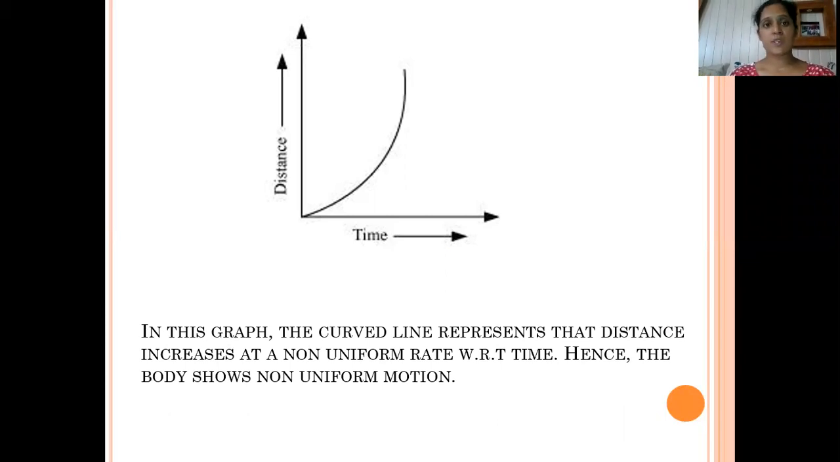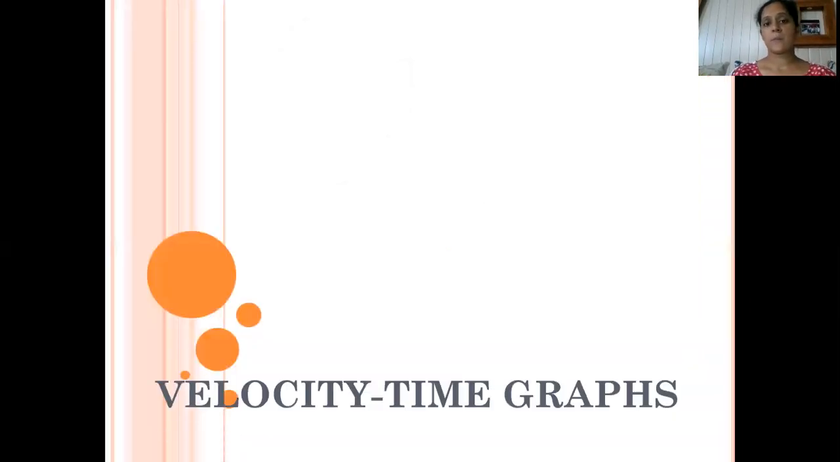So once again, I would just like to recapitulate these 3 distance time graphs. A distance time graph parallel to the time axis represents a body at rest. A distance time graph showing a straight line represents the body is moving with a uniform motion. And a distance time graph with a curved graph line represents the body has a non-uniform motion. So these are the 3 different types of distance time graphs. Now, let me move forward with the velocity time graphs.